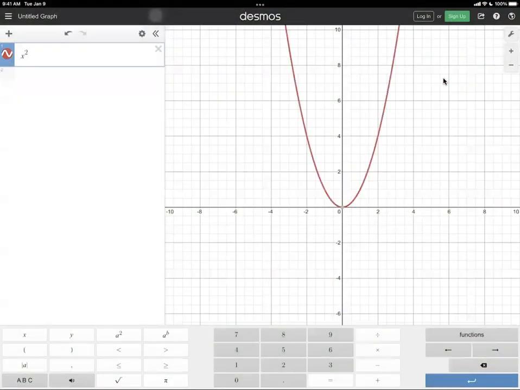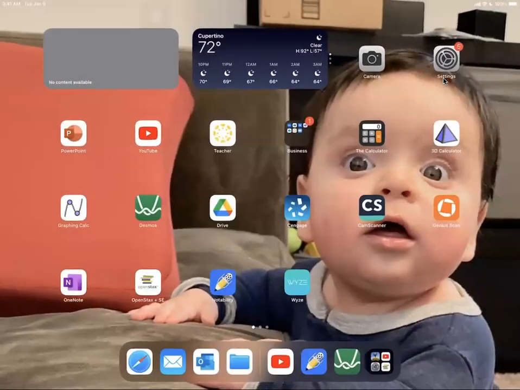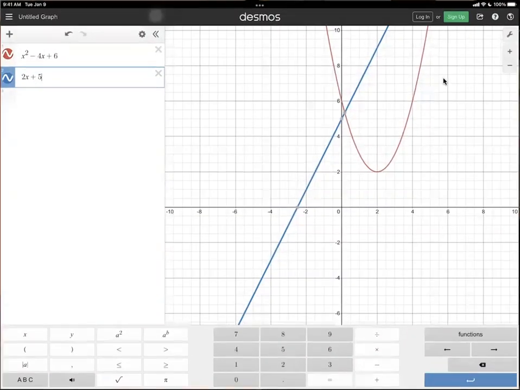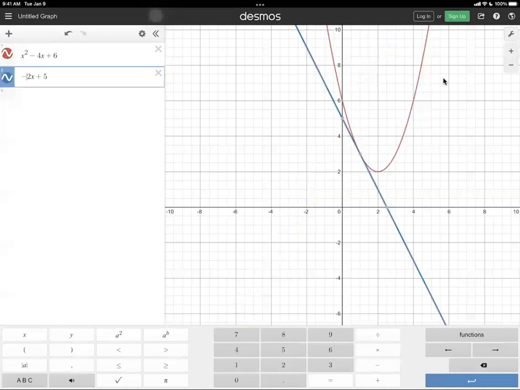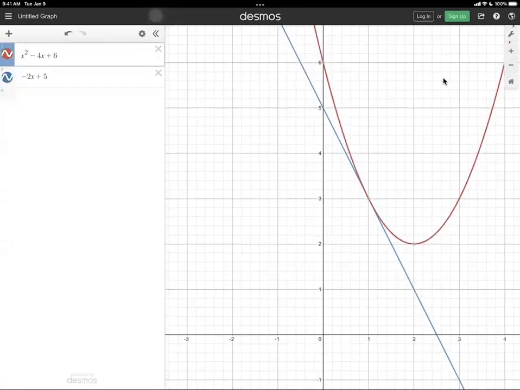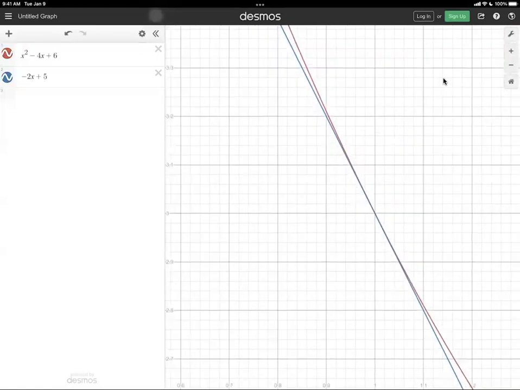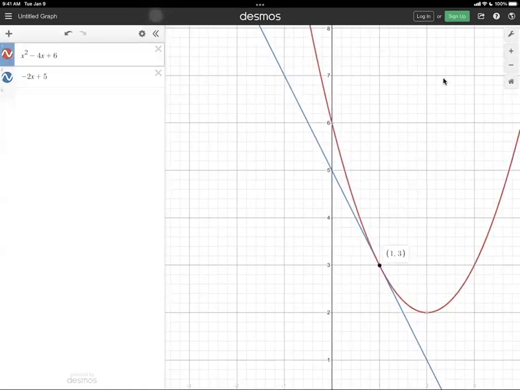X squared minus 4x plus 6. And if I can remember correctly, I believe it was y equals 2x plus 5. No. Let's go ahead and go back and check. Negative 2x plus 5. So we can add a negative sign there. And bam. Yes, our line is tangent. You can see, yes, it just grazes that parabola at x equals 1.